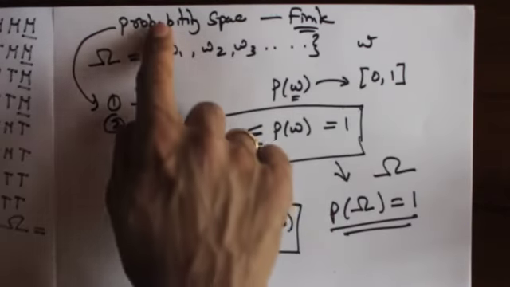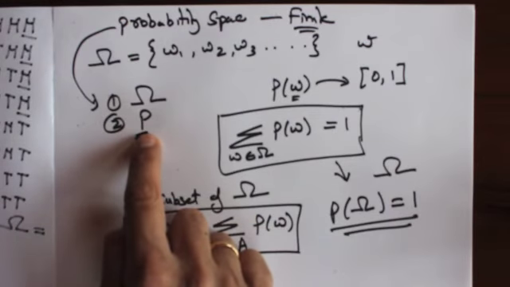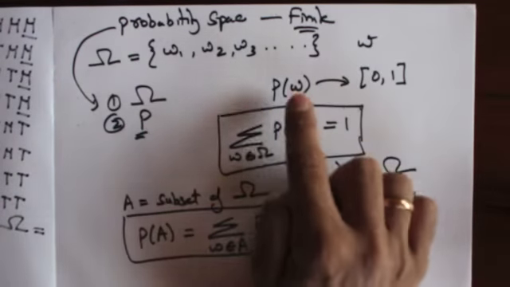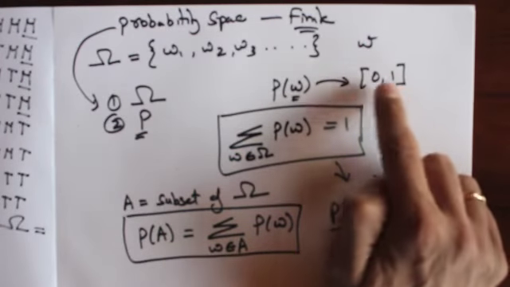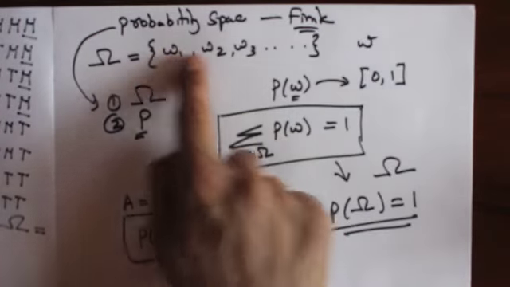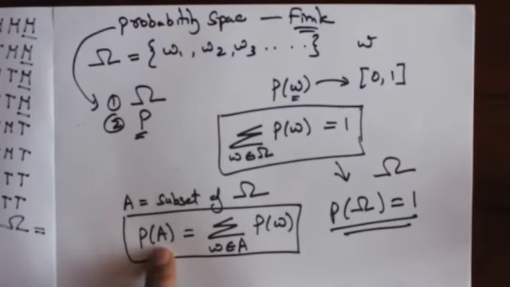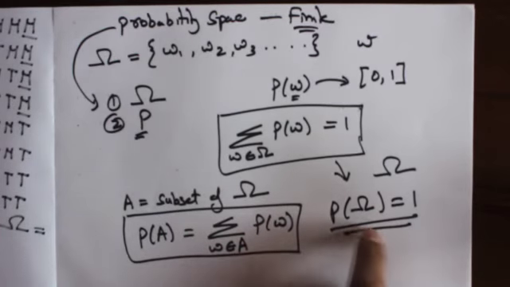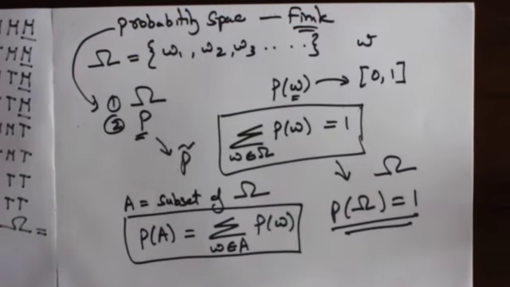For a probability space, we need a sample space and we need a probability measure. A probability measure is nothing but a function that assigns each and every outcome in our sample space a value between 0 and 1, such that the sum of probabilities of all elements in that sample space equals 1. If you want to calculate the probability of a subset of our sample space, it's given by this equation. And the probability of the entire sample space is equal to 1.